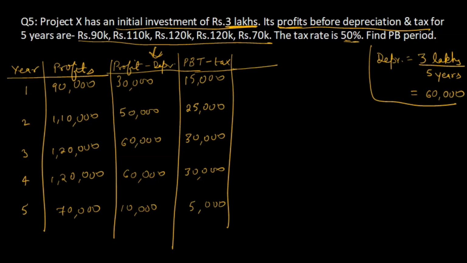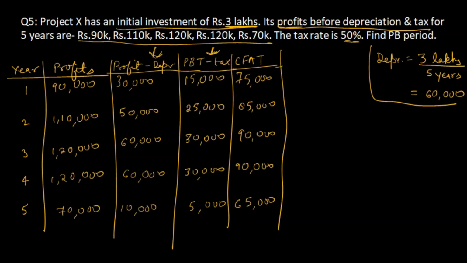Now this is PAT, the profit after tax we got. So this column plus depreciation. Again we have to add depreciation here, and we will get CFAT. In each year's amount you just add 60,000. So 75 here, 85, 90, 30 plus 60 also 90, and then 65. Now here we have done the calculation only for CFAT.